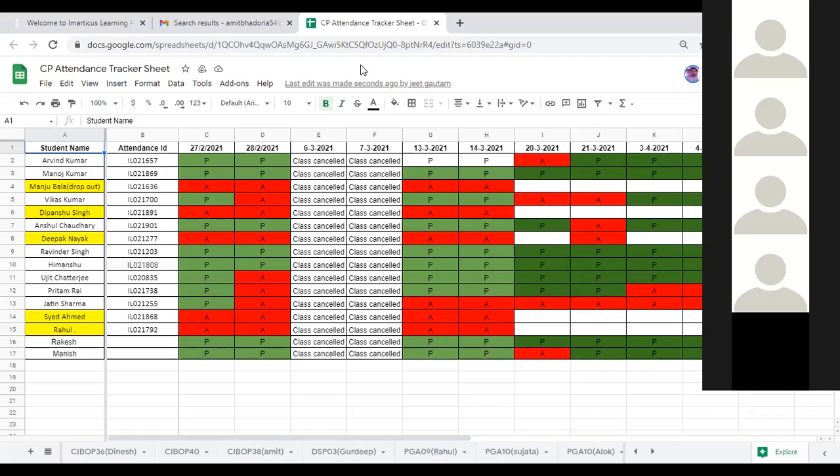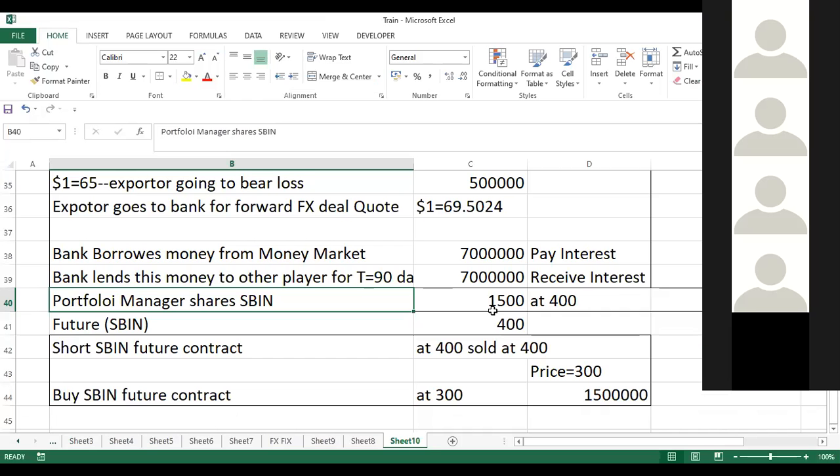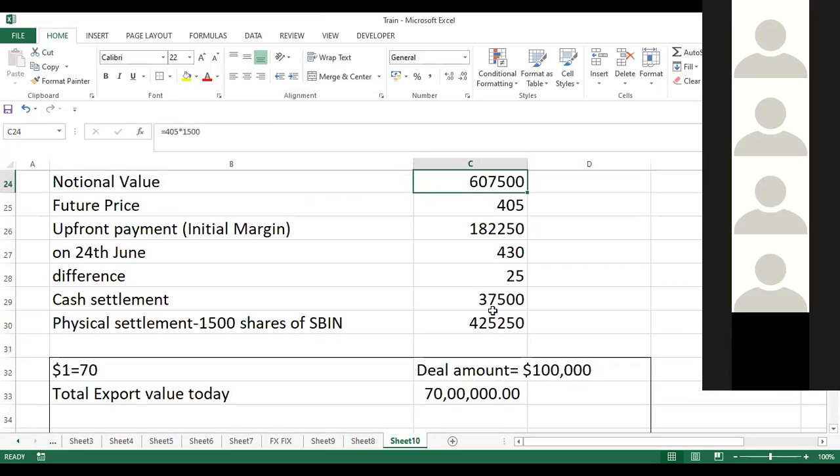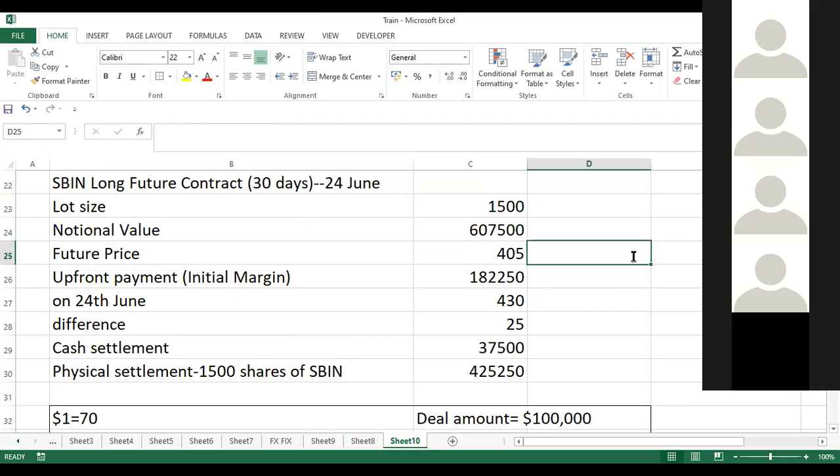Where is that? So if you say you bought this at 405 something, right? We discussed this earlier. 405, and at the day end it becomes 407. So that means 2 rupees profit. So your profit would be 2 into 1500, so 3000 rupees would be added as a ledger in your trading account.